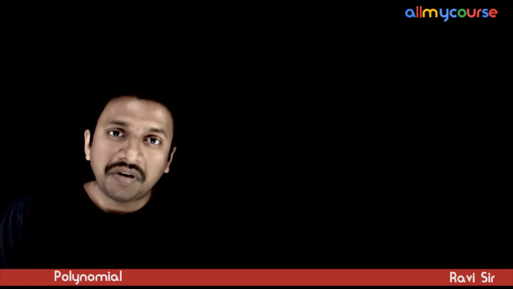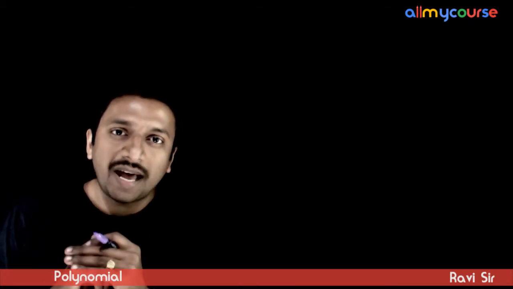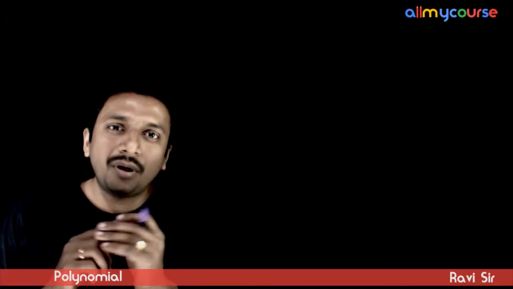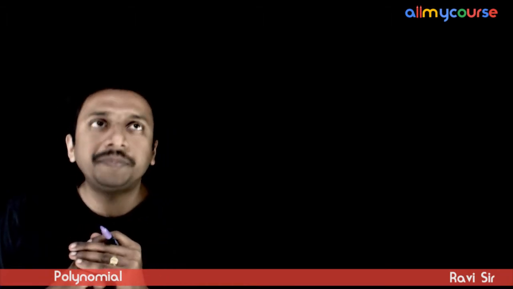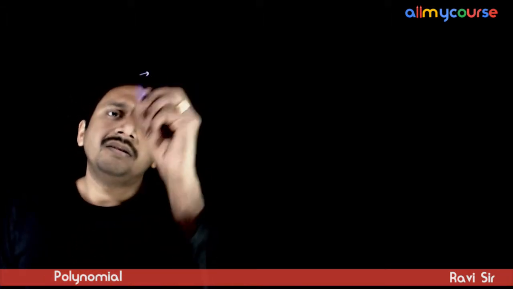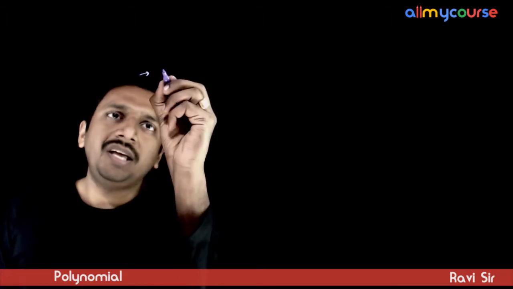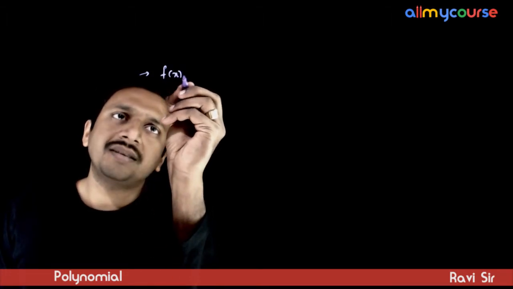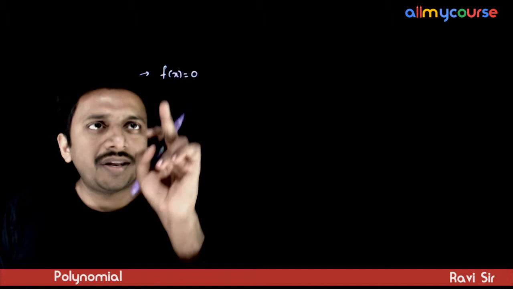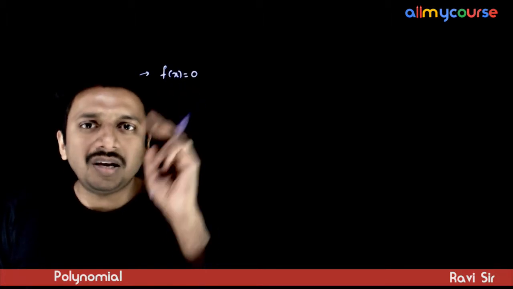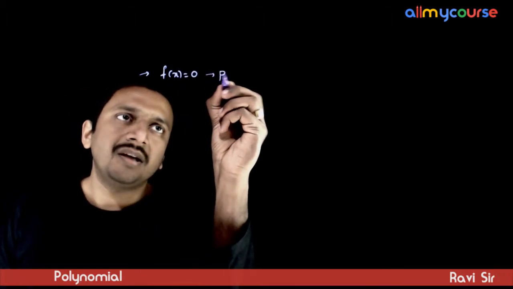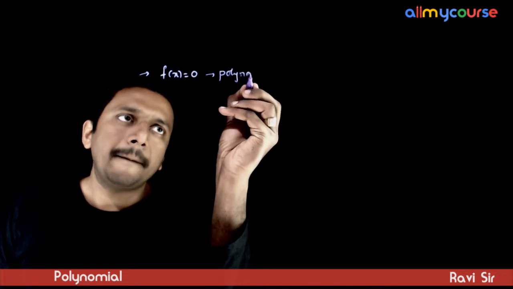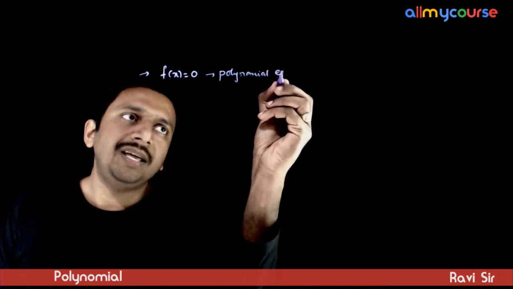So in this video, let us look at the theorems that we have regarding the number of roots of a polynomial equation. So if you have a polynomial equation of the form f of x is equal to 0. Whenever you write a polynomial is equal to 0, this becomes a polynomial equation.